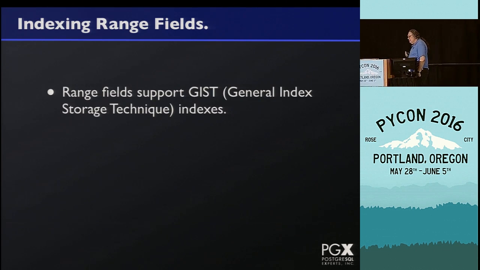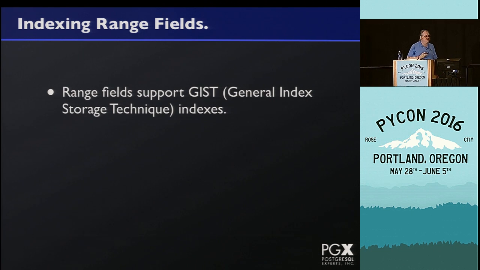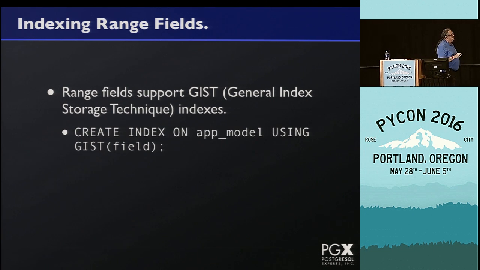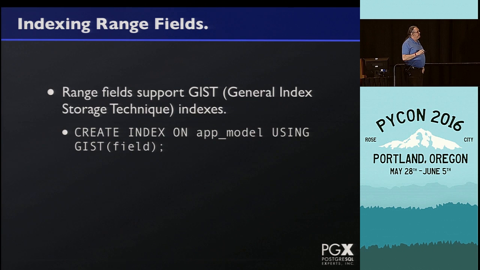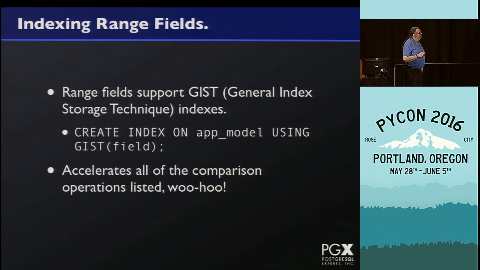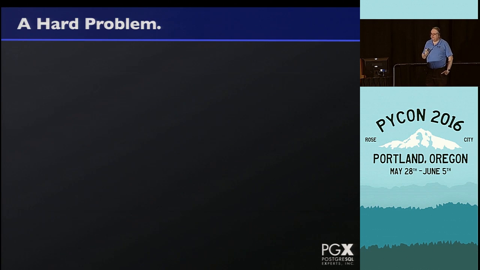So if you want to index these, this is where you use a gist index. The gist syntax looks just like the gin index, except you say gist there. For anyone curious, gist stands for Generalized Index Storage Technique. Everything I've talked about is accelerated by a gist index, so woo, that's very nice.